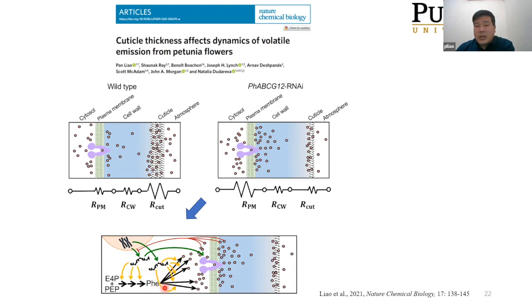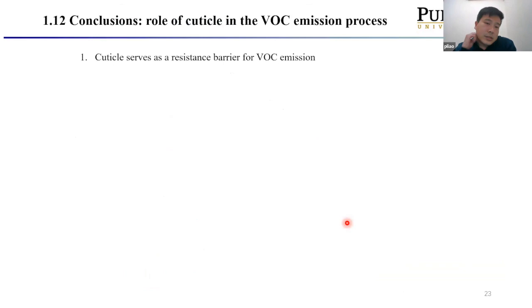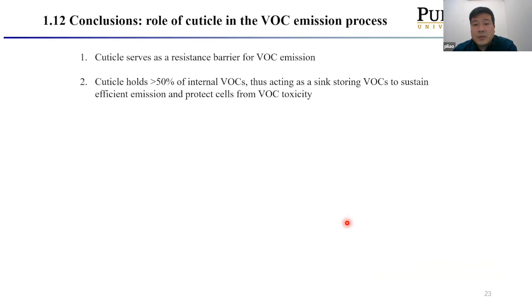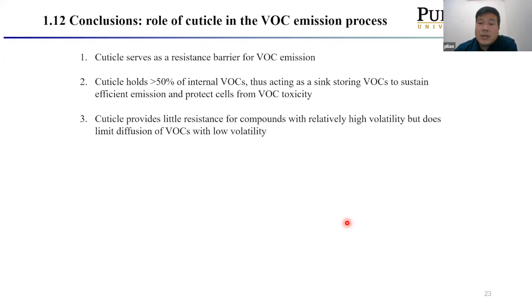Yeah, so this story has been published in Nature Chemical Biology as a cover story. So this is a summary of this study. So first, the cuticle serves as a resistant barrier for VOC emission. It holds more than 50% of the internal VOCs, thus acting as a sink storing VOCs to sustain efficient emission and protect the cells from VOC toxicity. Cuticle provides little resistance for compounds with relatively higher volatility, but does limit diffusion of VOCs with low volatility.